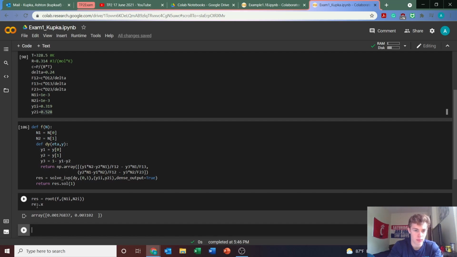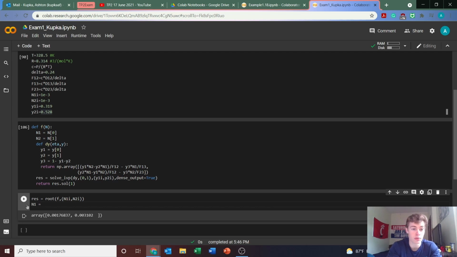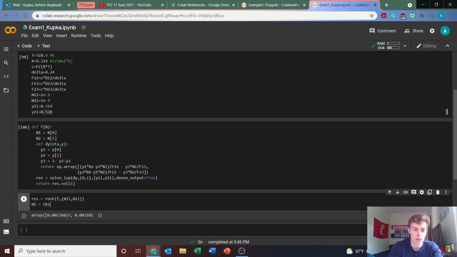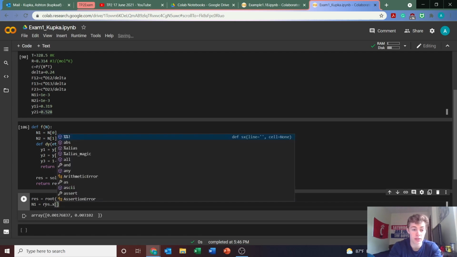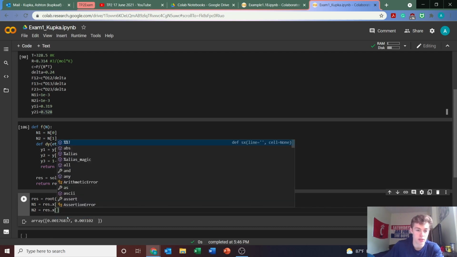Alright. So now that we have those correct values, we can go in and set our N1. We can set our molar flux of acetone equal to the component inside our array, res.x, and we know it's the first component because it's acetone, so index 0. And our molar flux of methanol is stored in res.x as the second component, so 1.